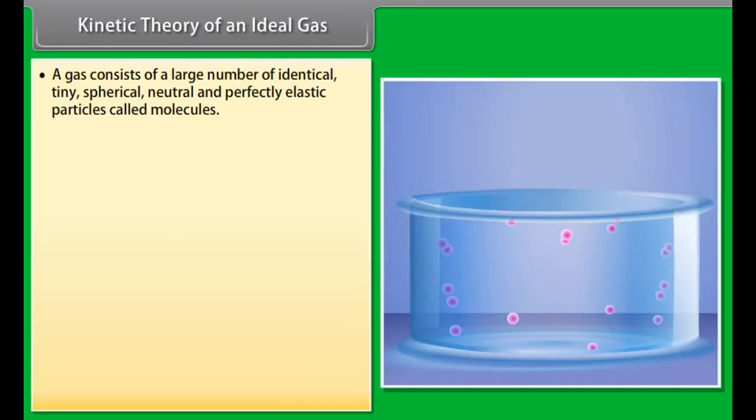Kinetic theory of an ideal gas. A gas consists of a large number of identical, tiny, spherical, neutral and perfectly elastic particles called molecules.